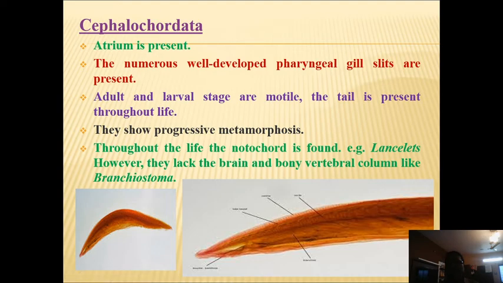There is a presence of the notochord throughout the life. And the head is absent, therefore the brain is lacking, and a vertebral column like structure is formed in Branchiostoma lanceolatum. This is Cephalochordata. These are the primitive chordates, Urochordata and the Cephalochordata.